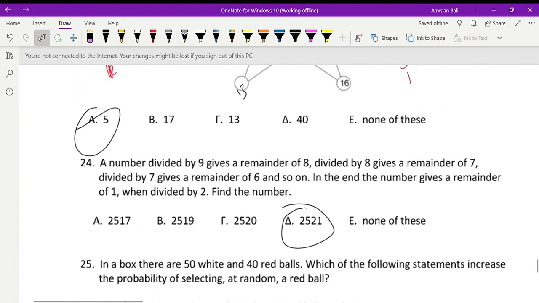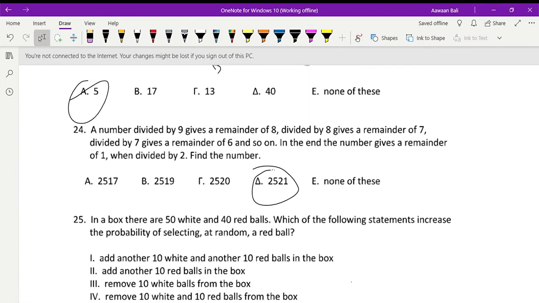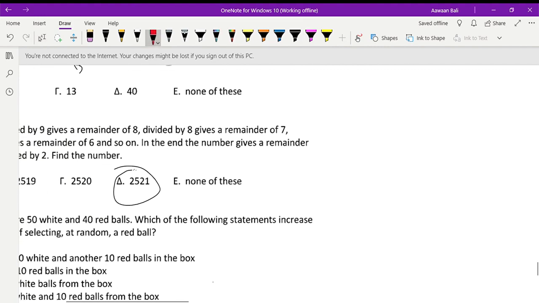Easy, right? Now, question number 24. A number divided by 9 gives a remainder of 8, divided by 8 gives a remainder of 7, divided by 7 gives a remainder of 6, and so on. In the end, the number gives a remainder of 1 when divided by 2. Find the number. Okay, the easy way to do this is to find the LCM of all of the divisors.